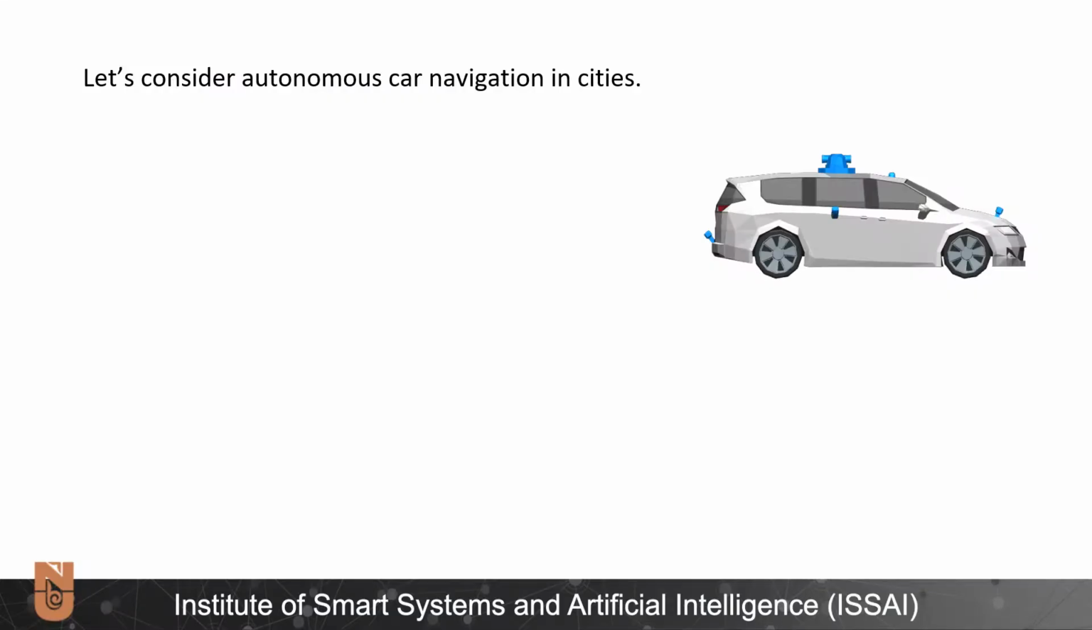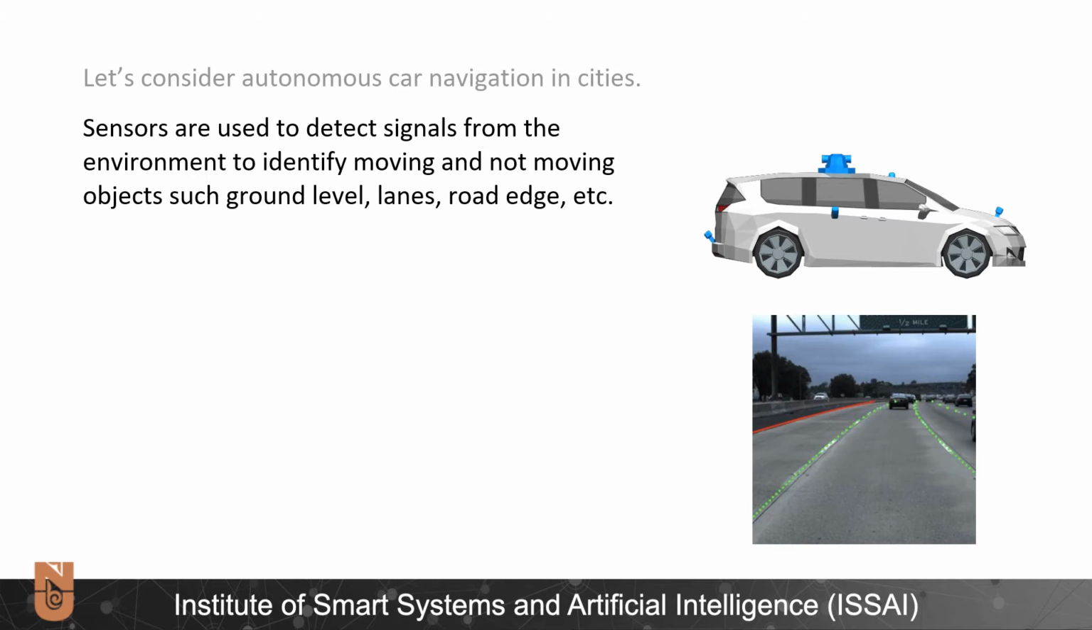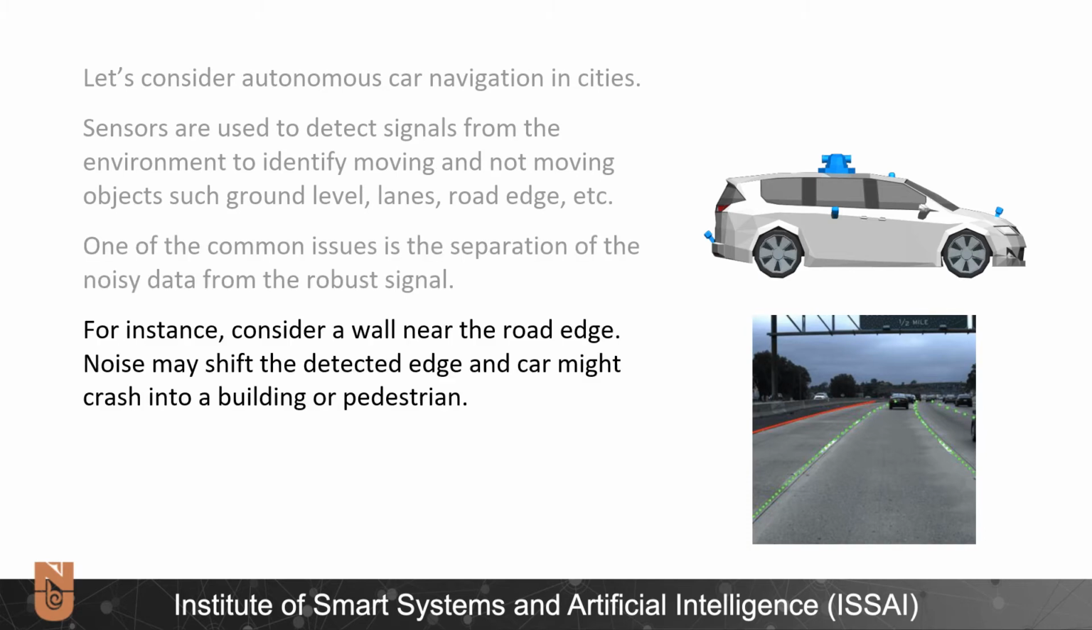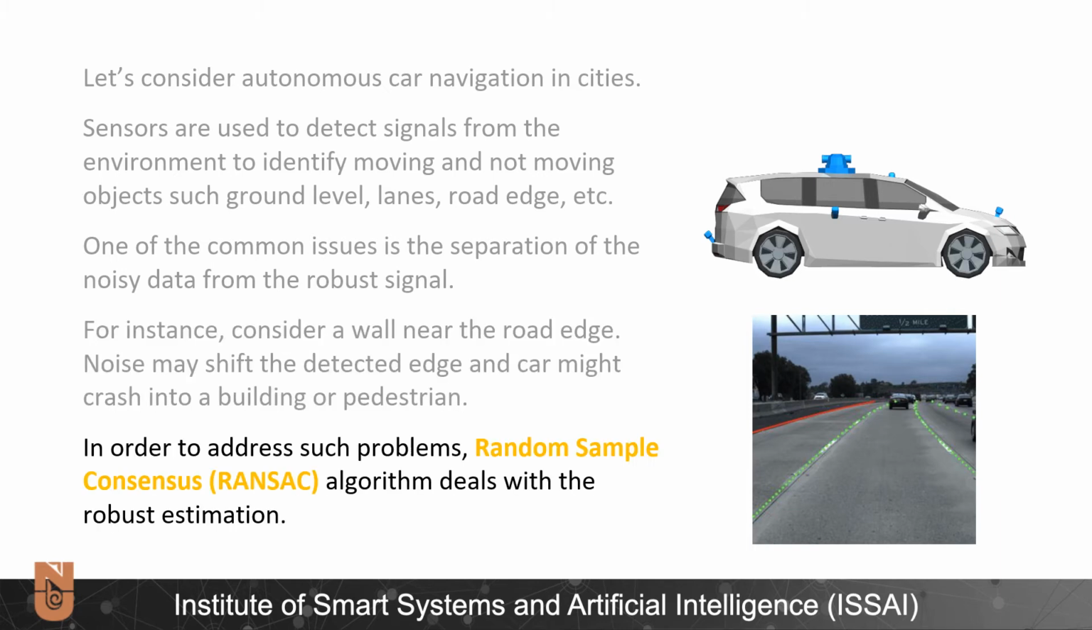Let's consider autonomous car navigation in cities. Sensors are used to detect signals from the environment to identify moving and not moving objects such as ground level, lanes, road edges, etc. One of the common issues is the separation of the noisy data from the robust signal. For instance, consider a wall near the road edge. Noise may shift the detected edge and the car might crash into the building or a pedestrian. In order to address such problems, the random sample consensus algorithm deals with robust estimation.